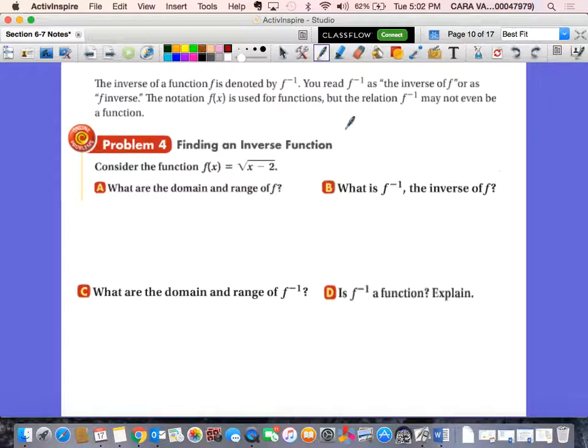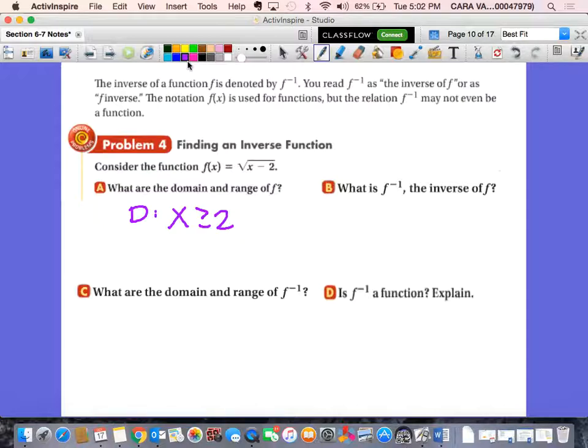So, when we answer these questions, we have 4 different parts here to answer. But I'm going to walk you through this first one, and I'm going to have you try the next one on your own. It says, consider the function f of x equals the square root of x minus 2. What are the domain and range of the function? Well, we talked about this yesterday. We cannot take the square root of a negative number. Thus, the domain here would be x has to be greater than or equal to 2.